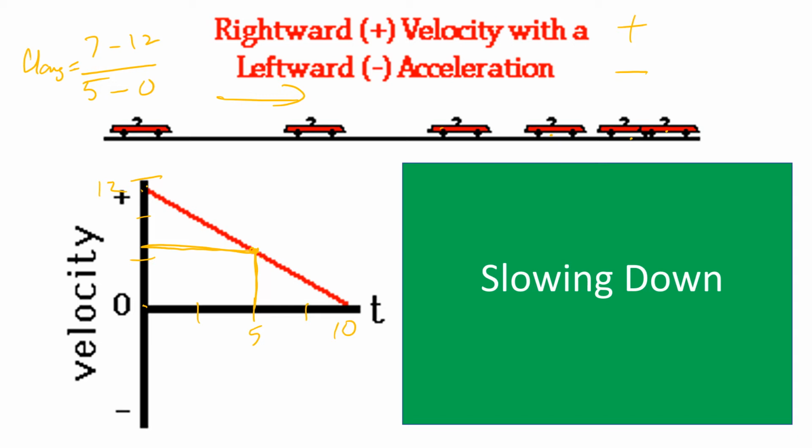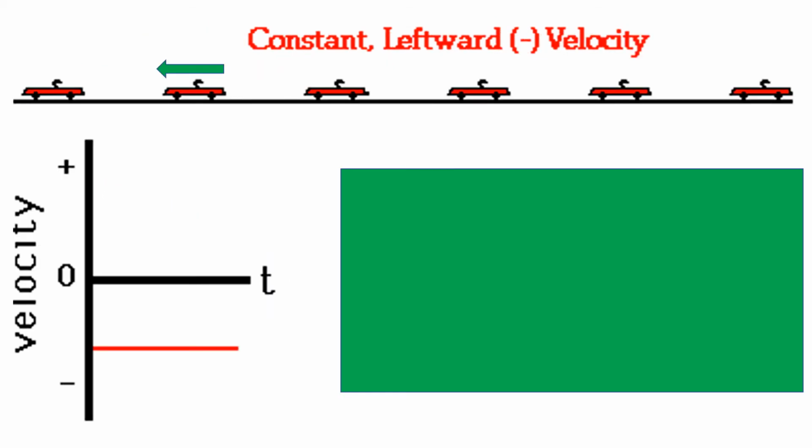So that means that your acceleration is negative and you're moving in a rightward positive direction with a positive velocity, so you're slowing down. Now you have a constant leftward negative velocity going this way, the negative direction, quote unquote. You have a negative velocity, not changing, there's no slope, it's not diagonal, there's no acceleration.